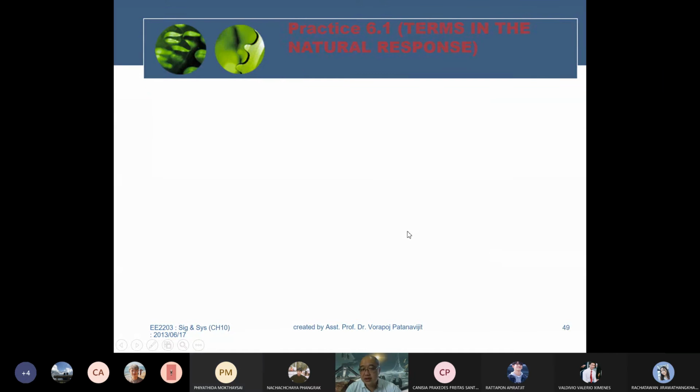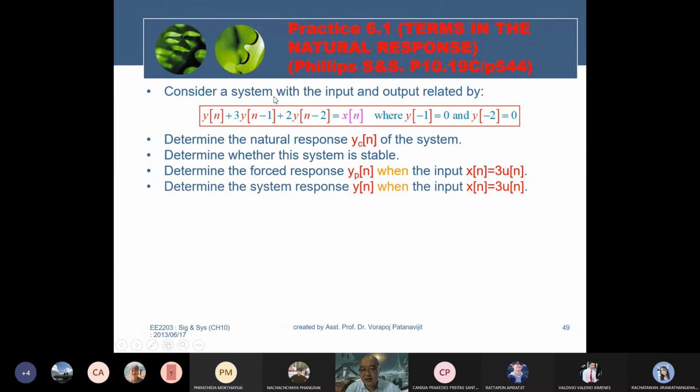Okay, this question considers the system with the input and output related by this difference equation. This is the second order. The maximum shifting of y is 2, therefore it is second order. The initial condition provides two initial conditions to determine two constants. Determine the natural response, determine whether the system is stable or not, and determine the forced response, the particular function yp, when the input is constant xn equal to 3 Newton. And determine the general solution.